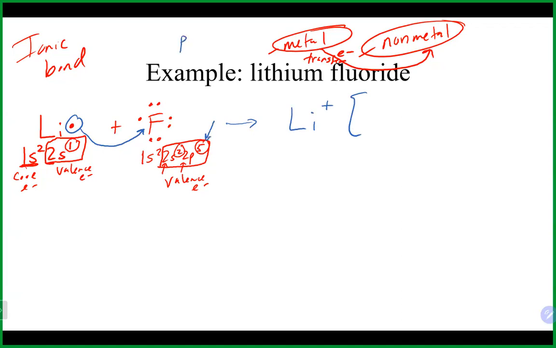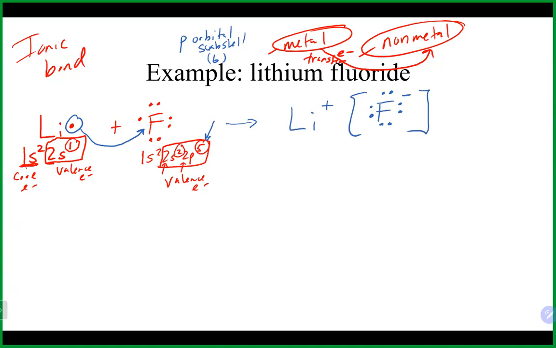P orbitals, by the way, subshell, can hold a maximum of 6 electrons. It only has 5, so it's actually going to put that electron right in there, and it's going to pick up that electron. And when it picks up that electron, it will also then become negatively charged in this case.